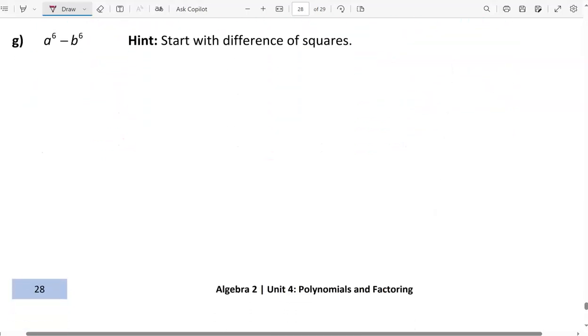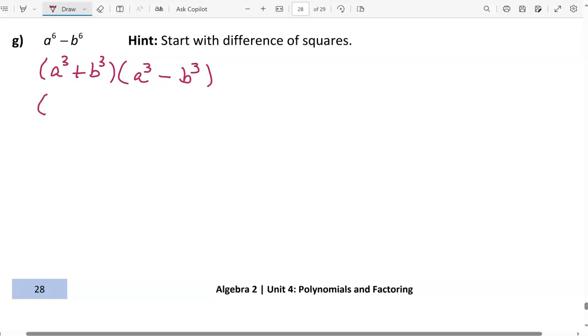In G, we have a to the 6th minus b to the 6th. That can be factored using the difference of squares as a starting point. So using the difference of squares, our firsts must be a cubed, since a cubed times a cubed is a to the 6th, and then our seconds in each parentheses are b cubed and minus b cubed. A cubed plus b cubed times a cubed minus b cubed gives us a to the 6th minus b to the 6th. Each of these can be factored again.